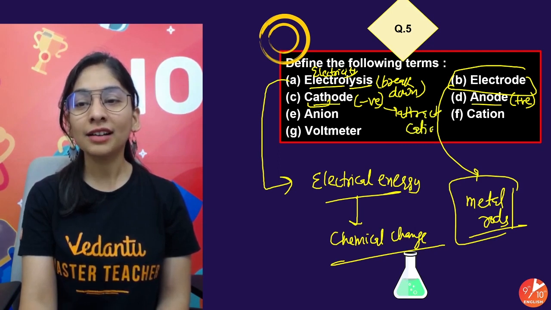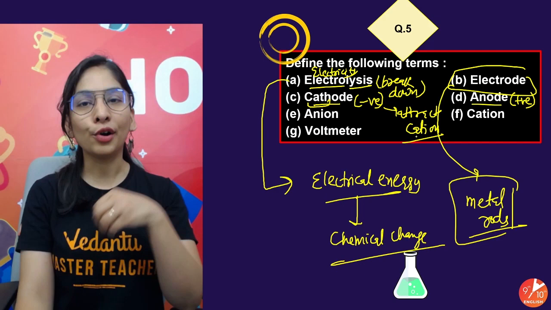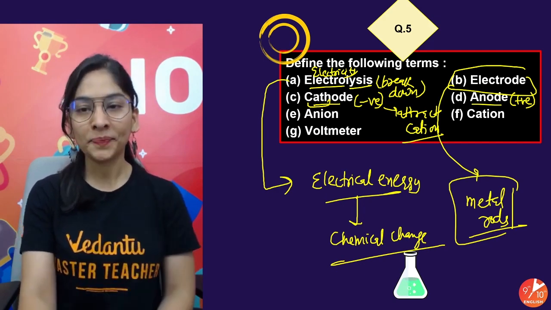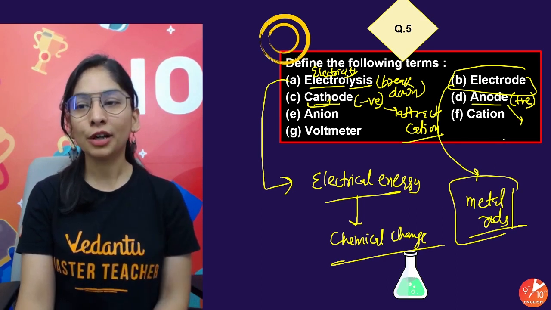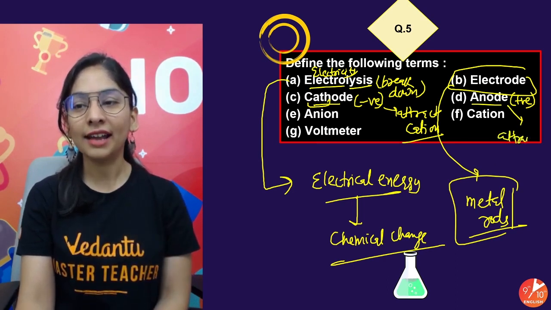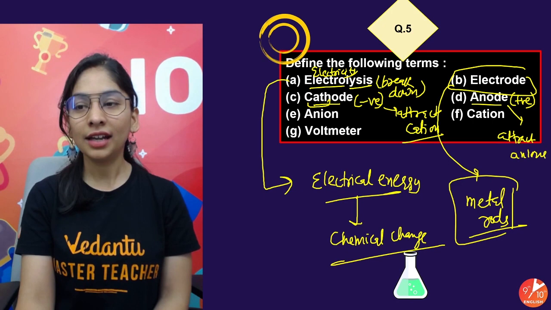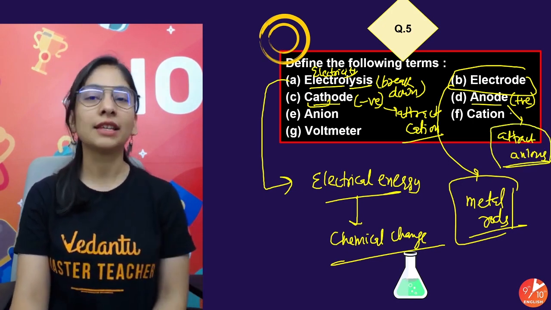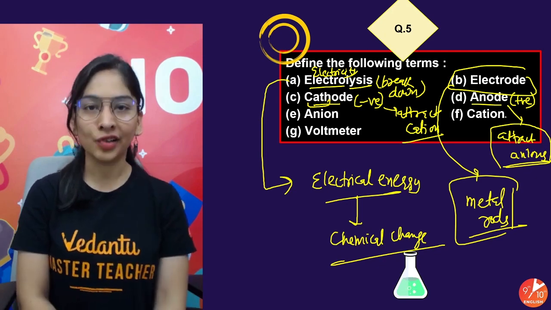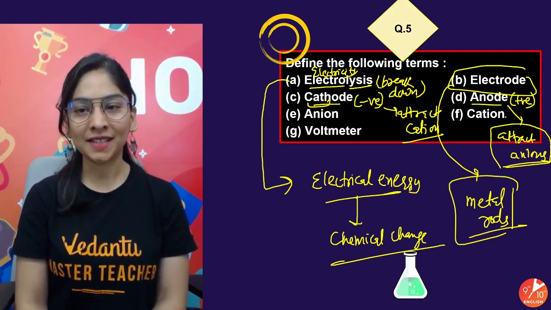That is going to attract the positively charged ion from the electrolyte. So that's negative. Anode is something that's connected to the positive terminal of the battery because it attracts anion. It's attracting negative charge. So that's definitely positive, because opposites attract. Please do remember these terms.